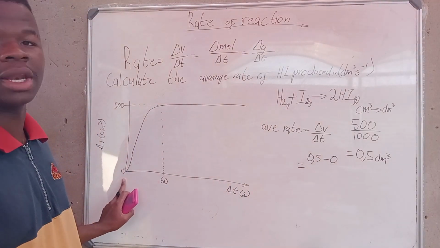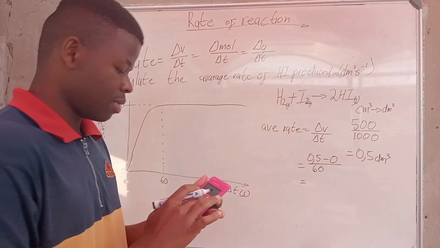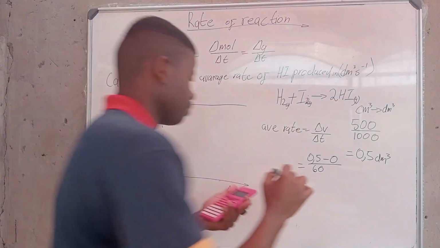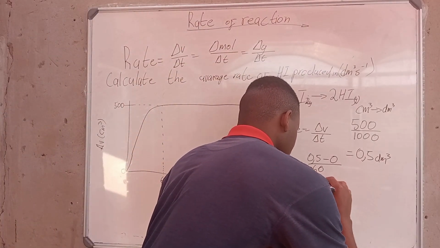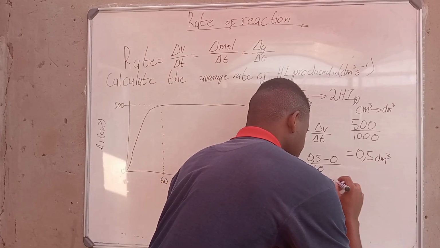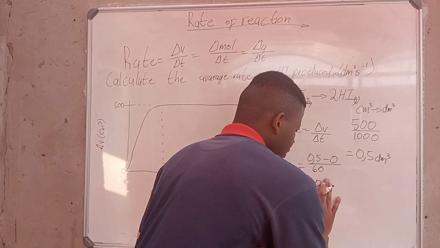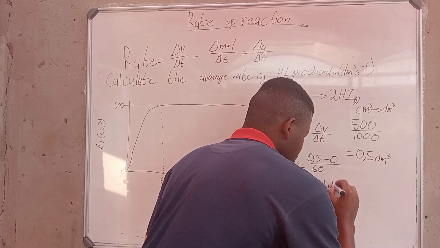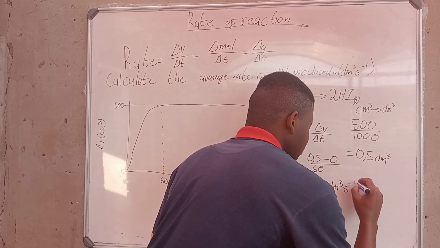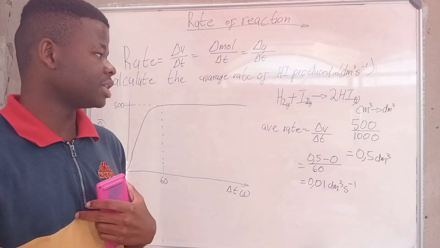0.5 minus 0, the 0 you get from here, over 60. So you get 0.5 divided by 60, which is 0.00833. I'm going to round it off to 3 decimal places: 0.008 decimetre cubed per second, dm³ s⁻¹. So this is our average rate.